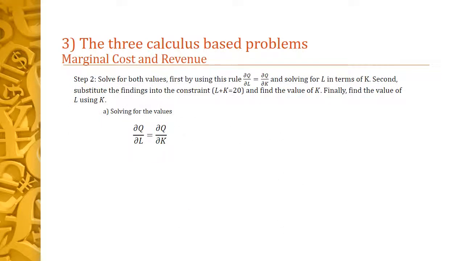This step has multiple parts associated with it. Firstly, using the rule seen on screen, we solve for our variable L in terms of K. Secondly, we substitute the findings into the constraint and find the value of K. And finally, we find the value of L using K.